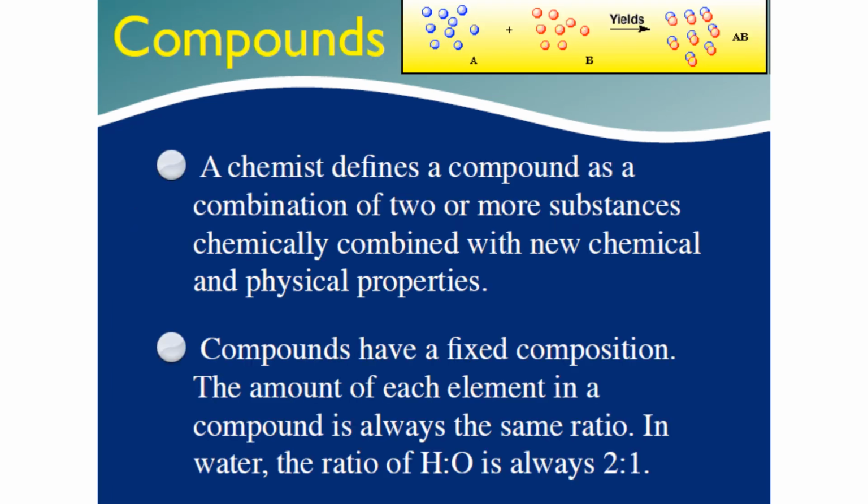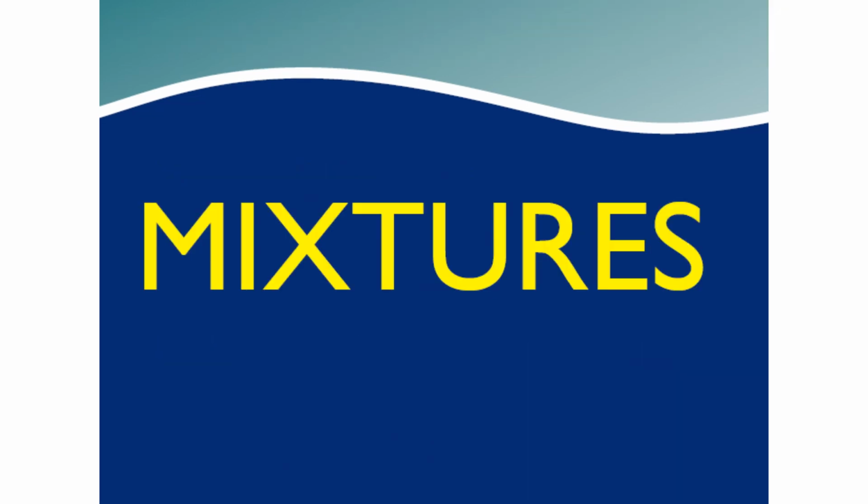Compounds. A chemist defines a compound as a combination of 2 or more substances chemically combined with new chemical and physical properties. Compounds have a fixed composition. The amount of each element in a compound is always the same ratio. In water, the ratio of H2O is always 2 to 1.